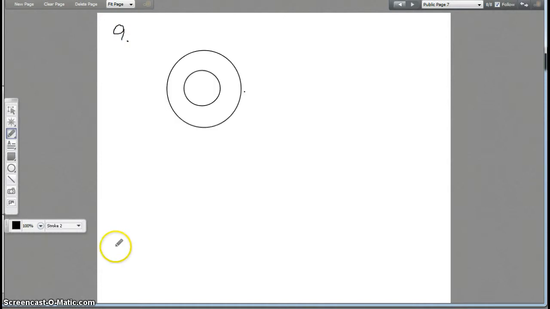Okay, problem number 9 shows you 2 circles. So we have an outer circle and an inner circle, and the area in between the 2 circles is shaded. Okay, that's my lousy shading, but it's the best I can do.